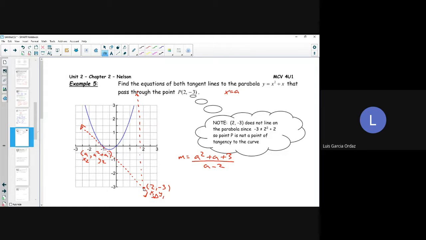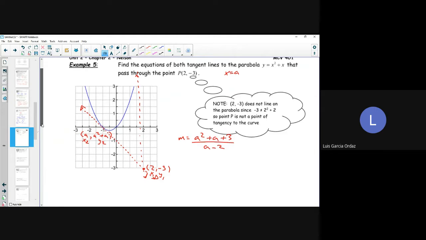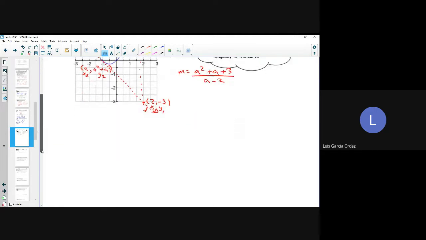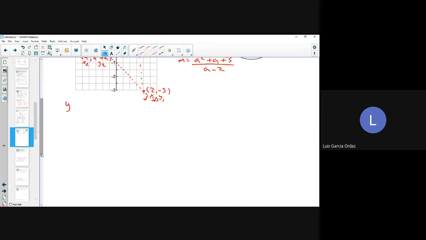So what we have to do first is I need to find the derivative of my function. So we know my function is y is equal to x squared plus x, which means my derivative is going to be 2x plus 1. And because we always use a for our tangent points, remember subbing x is equal to a, we can also say 2a plus 1.